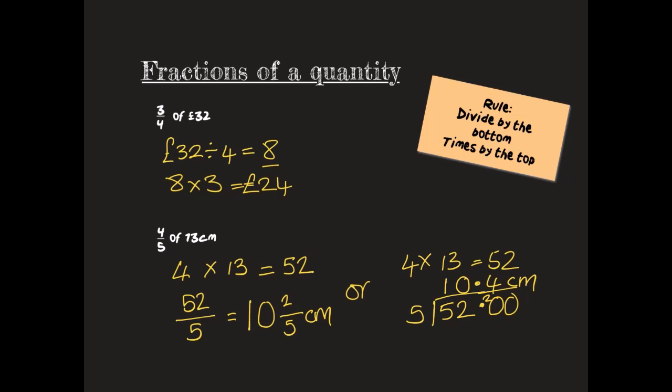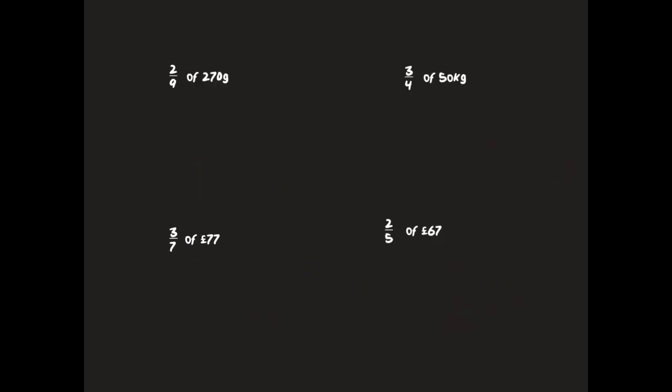If it's money, you would need to do it as a decimal, because money values are always given as a decimal. Okay, we're going to take a look at some more. If you want, you can go ahead and try these yourself. Pause the video and try all of these yourself. But I'm going to do the top 2, and then you'll be able to use those as examples to help you with the bottom 2. So don't forget, the rule is divide by the bottom, times by the top.